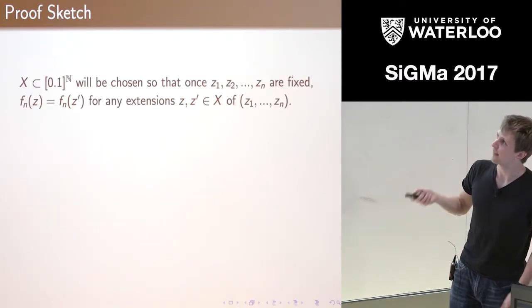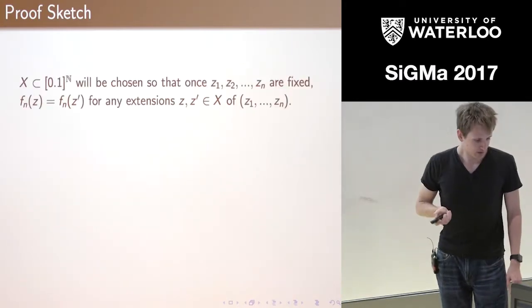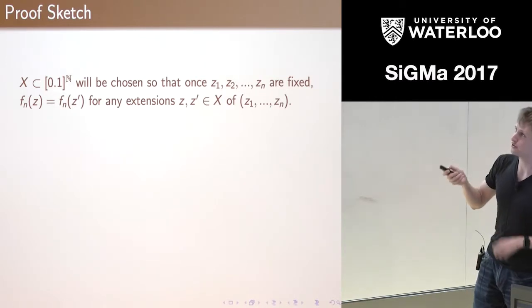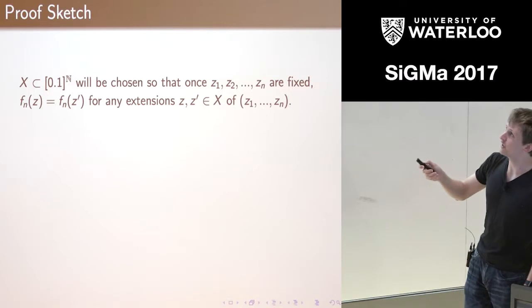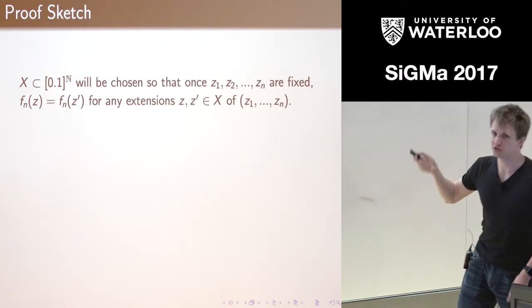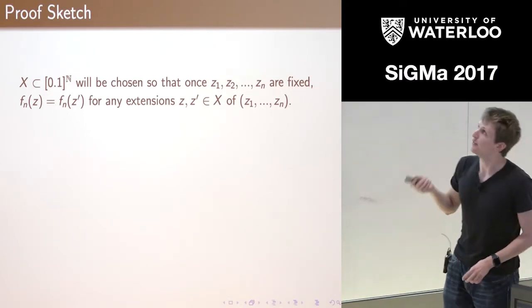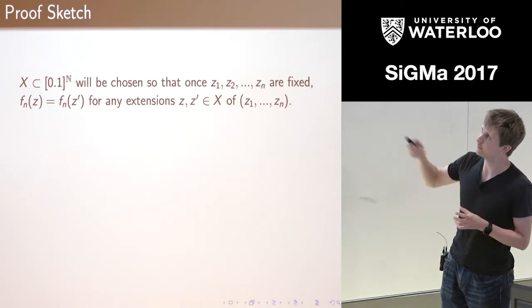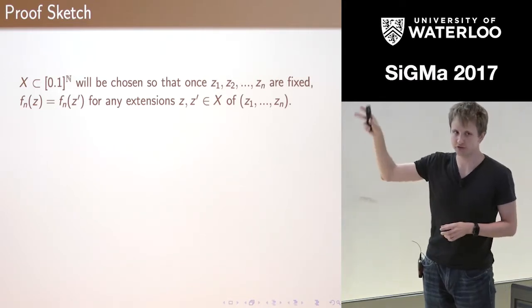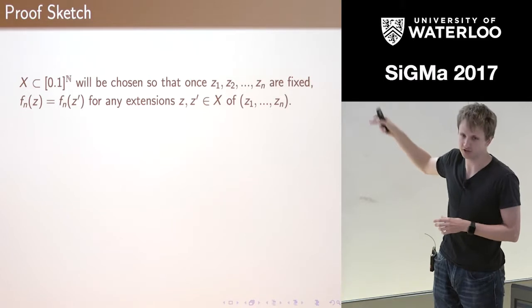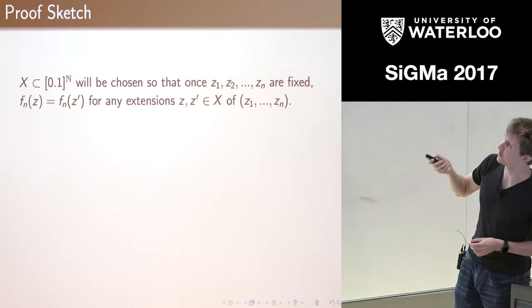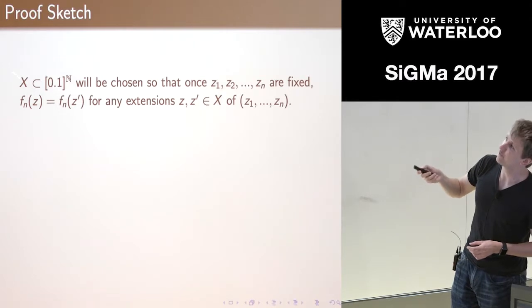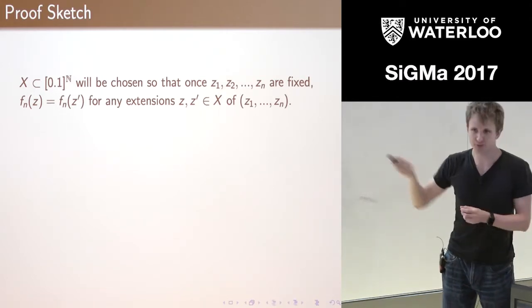So if we have these functions, now we want to choose this set X so that it has the following property. If we fix z1, z2, ..., zn, then we will have multiple extensions of this z1, z2, ..., zn to the infinite dimensional vector z. But for any two such extensions, we want that Fn, the density of the nth graph, will be the same.